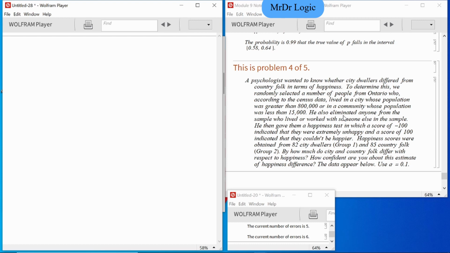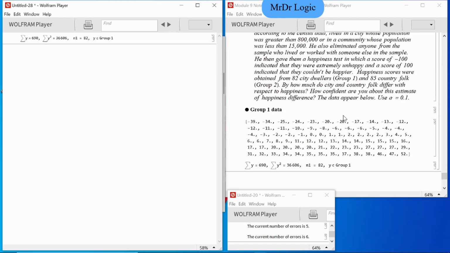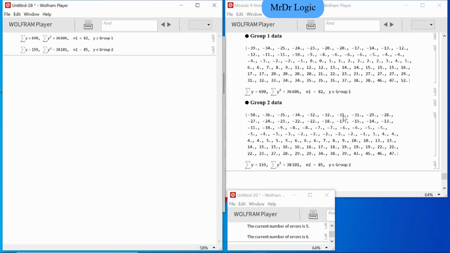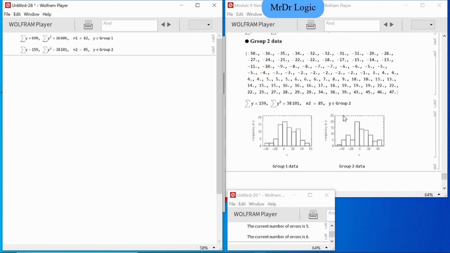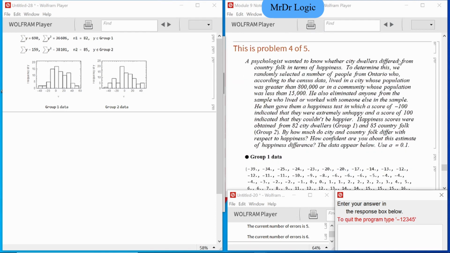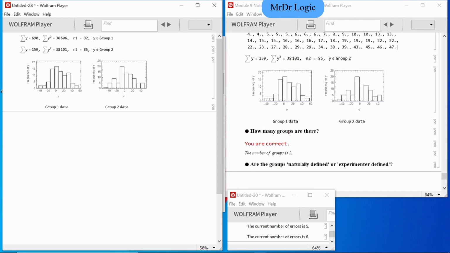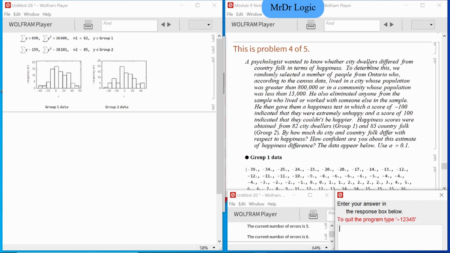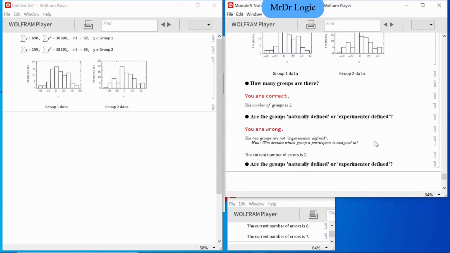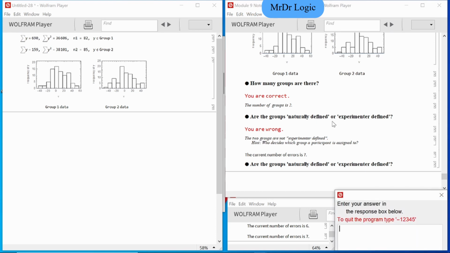Ah, great, another one of these. 82, 85. Oops. So that's what happened the last time. A psychologist wanted to know that... Okay, I already know the answer to this one is 2. This is experimentally defined. If a scientist is involved, 90% of the time it's experimentally defined. That's the 10%!